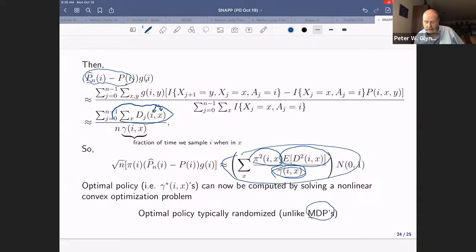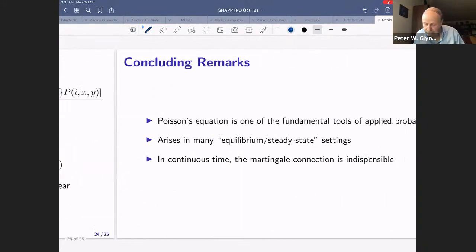The optimal point, the minimizing variance point, is not going to be on the boundary of that convex region, but will be on the interior of the convex region, which means that the optimal policy will typically be randomized. So you get quite a different looking sort of optimal policy in this setting than in the standard setting. So this is the third application of this whole idea.